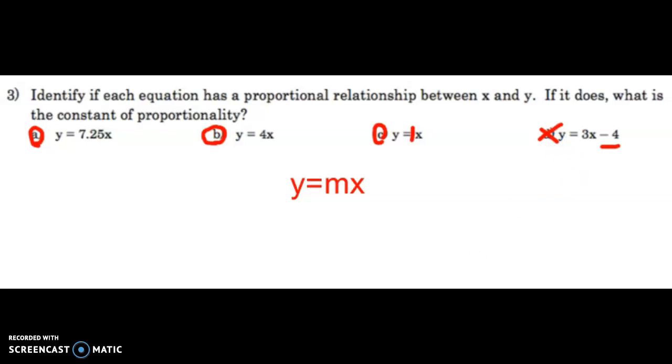The next part of this question asks us to identify the constant of proportionality. So we did this as we identified each equation, but in A we had 7.25, in B we have 4, and in C we've got that hidden 1.